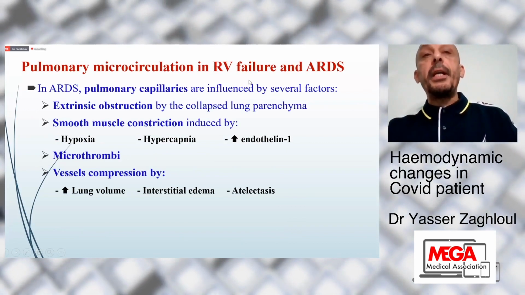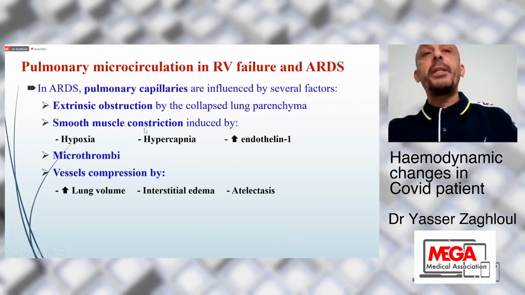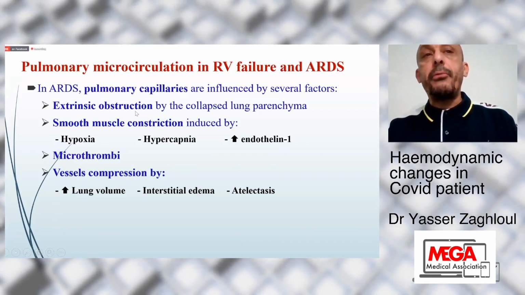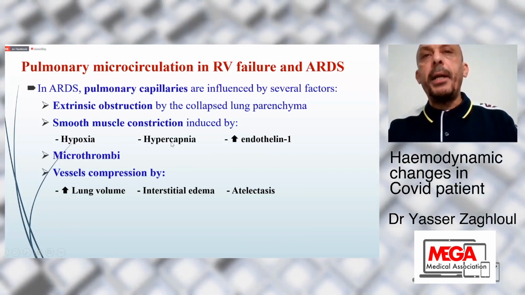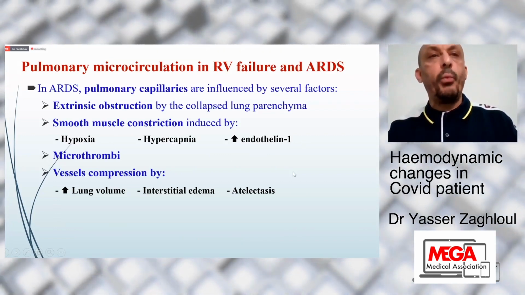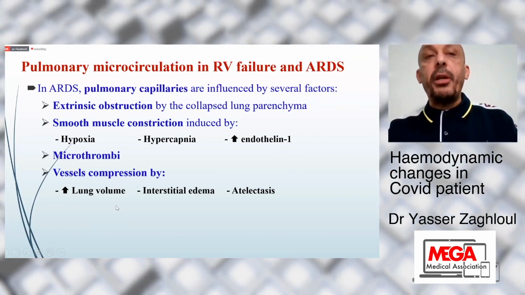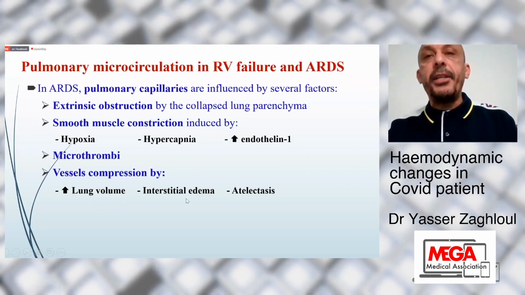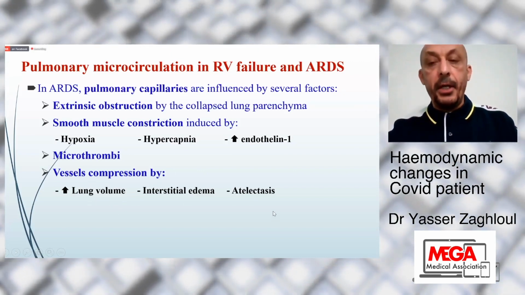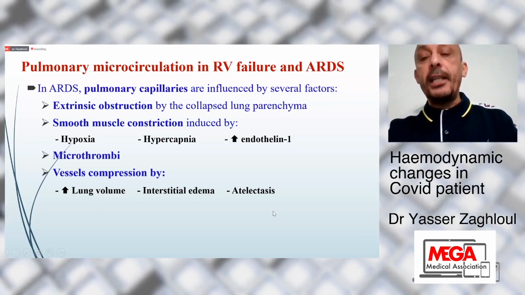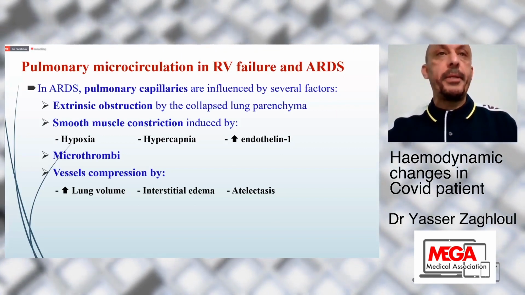The right ventricle also suffers from smooth muscle constriction, pulmonary vascular constriction by hypoxemia, hypercarbia, and increased endothelin 1. Microthrombi may happen, and there is vessel compression by increasing lung volume, interstitial edema, and atelectasis. So how can we manage and deal with these problems?